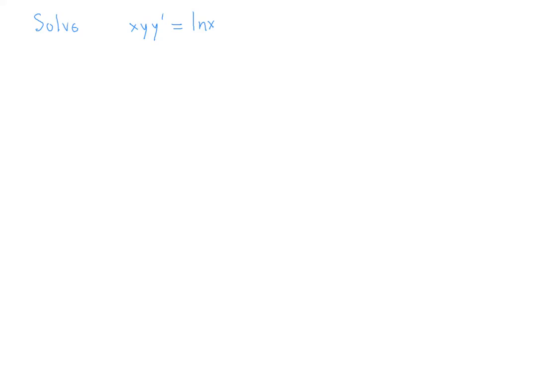And let's solve this one together. So let's write it as xy times dy over dx is equal to ln of x. So separate the x on the one side, the y is on the other side. So y dy is equal to ln of x over x.